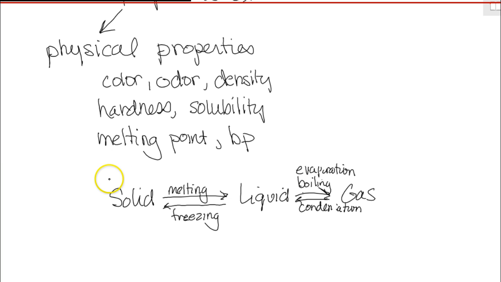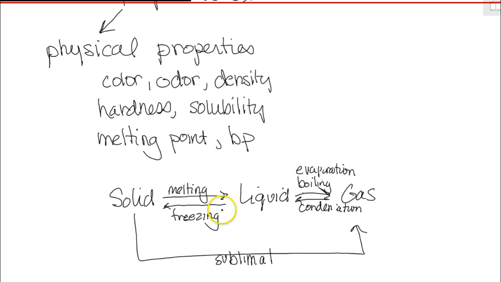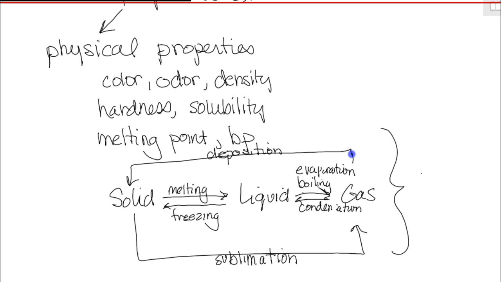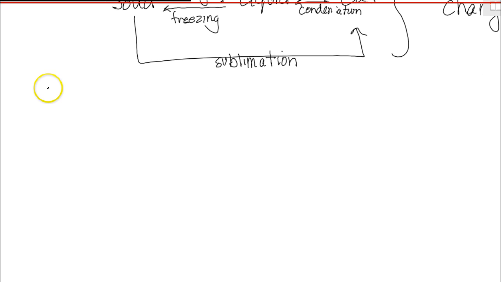Two other changes sort of skip that liquid phase. Solid to a gas is called sublimation. If you've ever seen dry ice, which is solid carbon dioxide, it sublimates at room temperature. And then we have gas back to a solid. This is called deposition. These are physical changes that matter can undergo, okay? Physical changes. So the other kind of property that matter can have is called chemical properties.